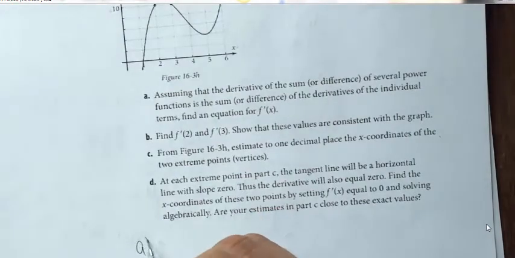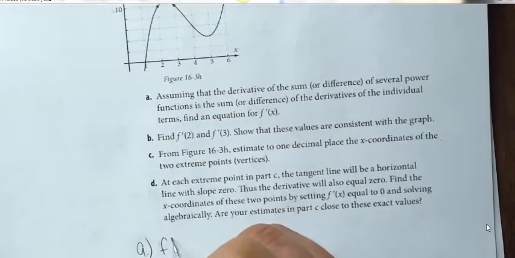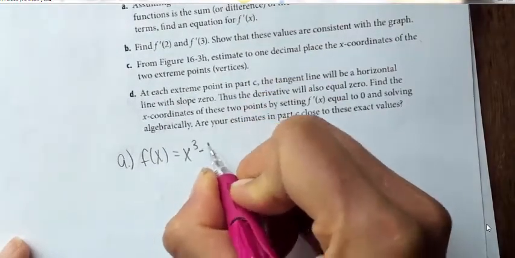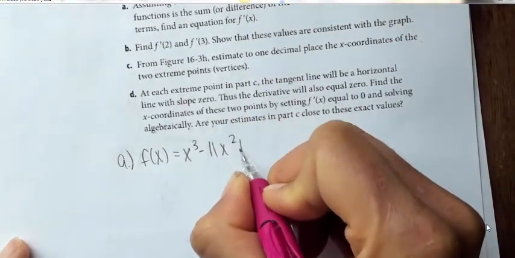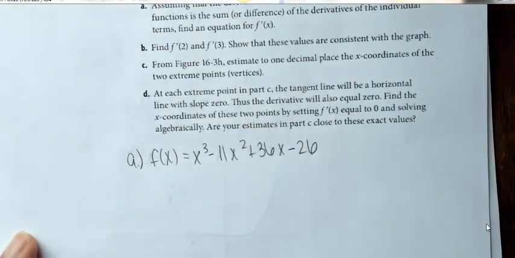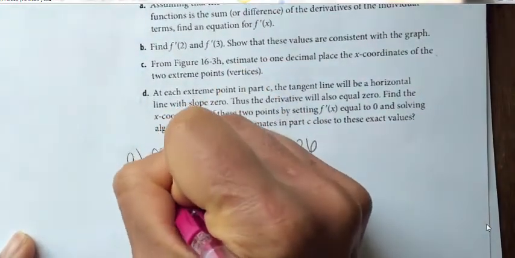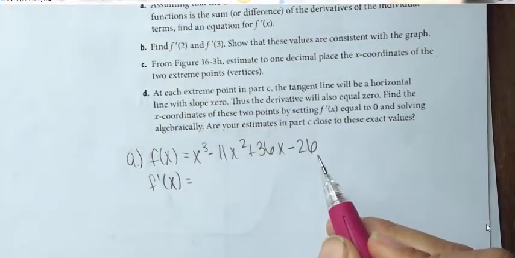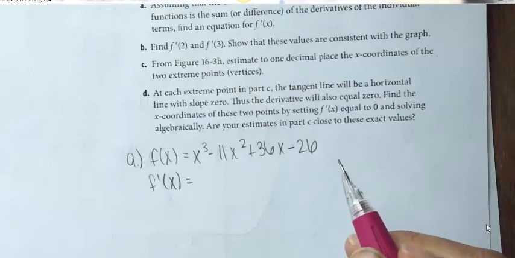Okay, so for A, just so you guys can see this on the screen, f of x is x cubed minus 11x squared plus 36x minus 26. Then f prime of x is just me taking the derivative of every single term individually. And now that we know the power rule, I'm going to use the power rule.